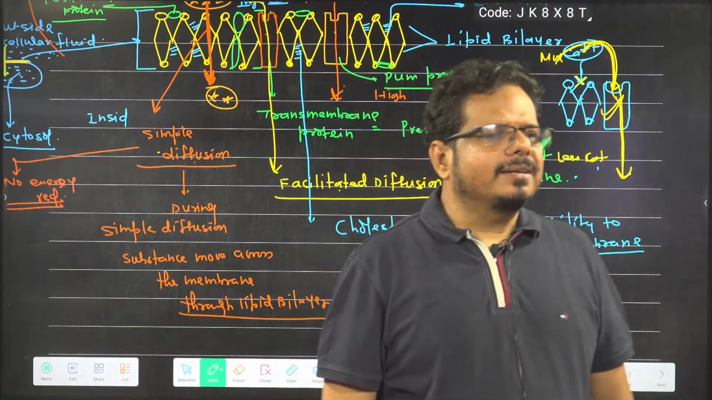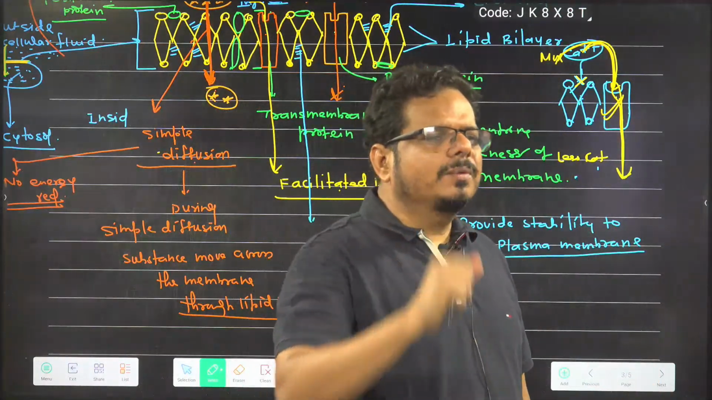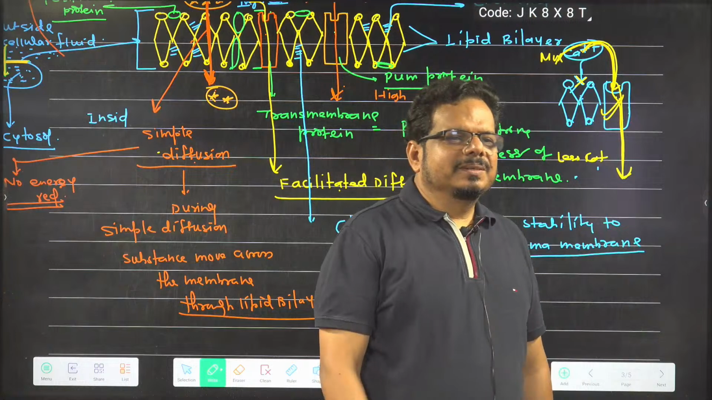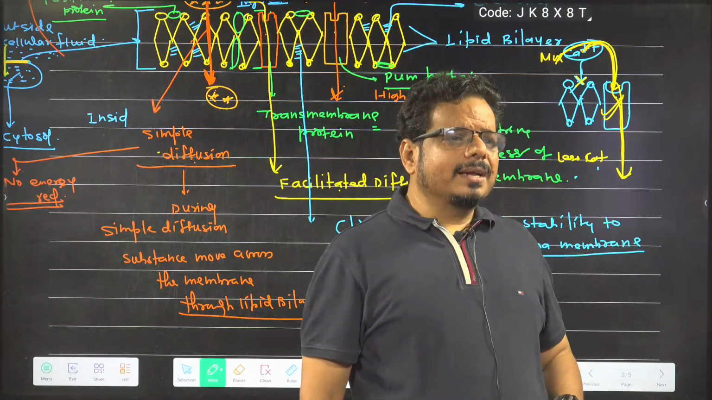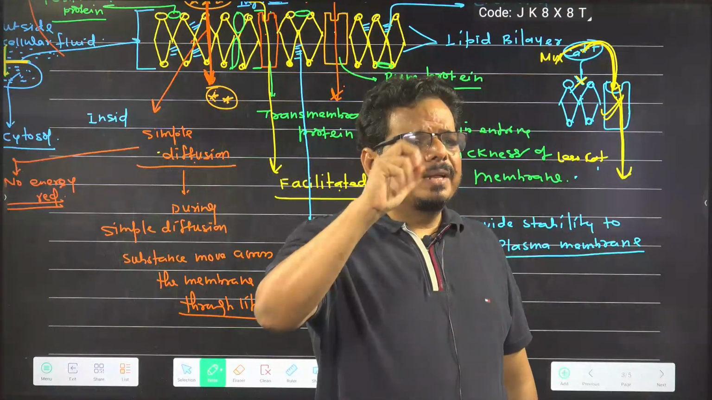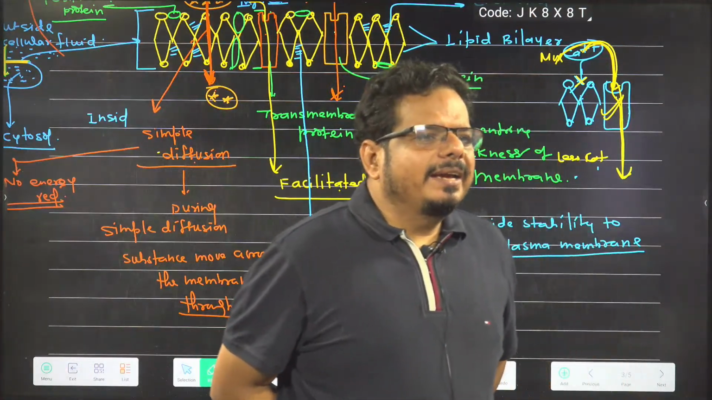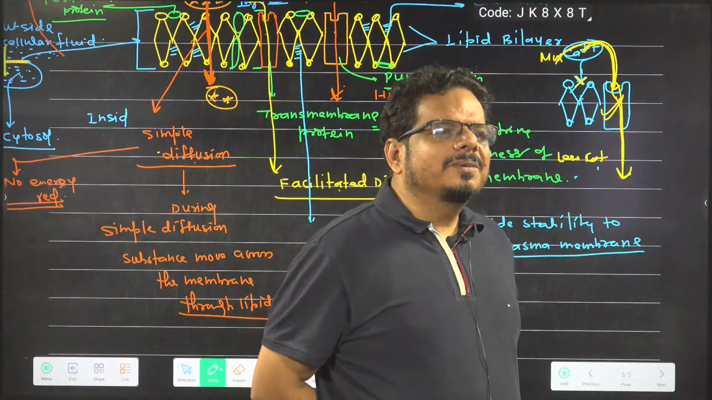You know coconut oil, everyone has seen it. Coconut oil everyone has seen? Yeah. So coconut oil becomes more liquid in summer and becomes solid in winter. Do you know?